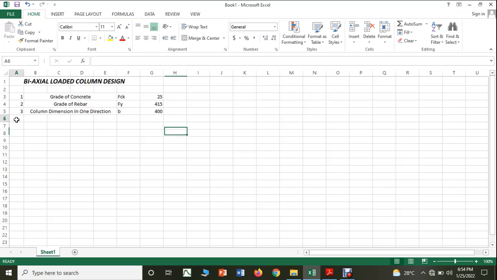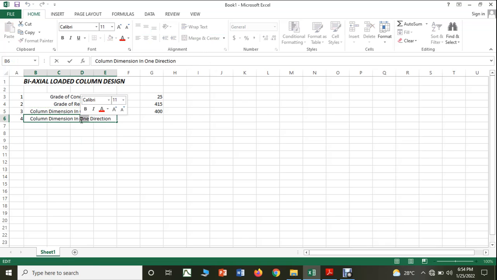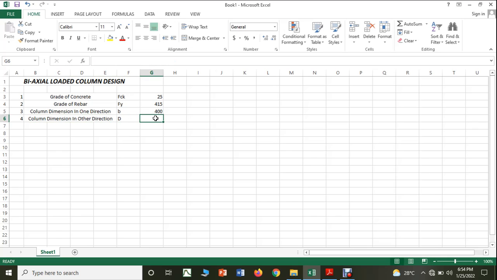Then the fourth one, I can write the column dimension in the other direction. Let us give that as capital D, and let us give that value as 500 mm. Yes. So the next that you are going to consider here is none other than the axial load on the column.